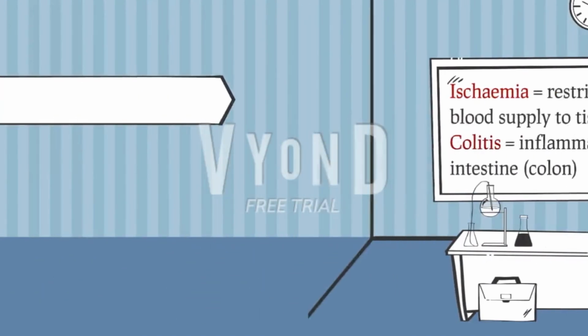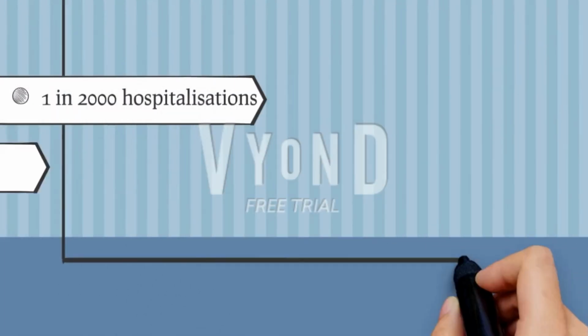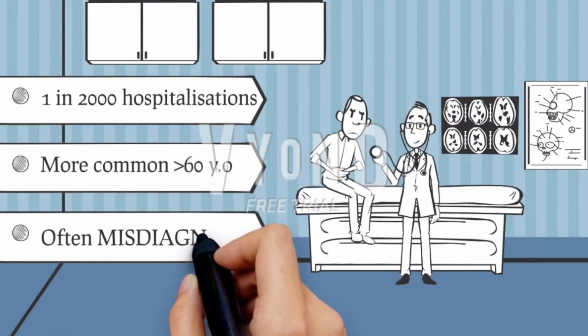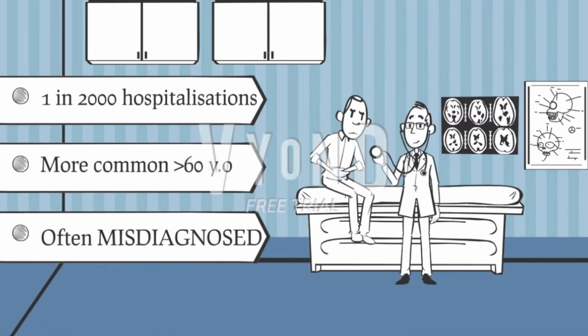It is the most common form of bowel ischemia, with a greater occurrence in the elderly and the cause of approximately 1 in 2,000 hospitalizations a year. However, its incidence is severely underestimated considering the high rate of misdiagnosis.